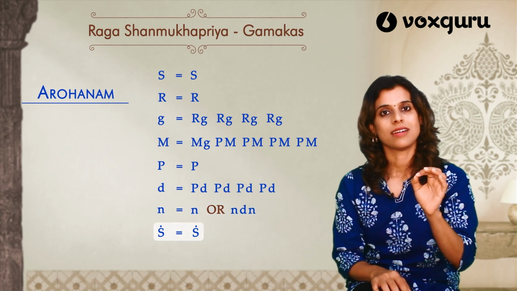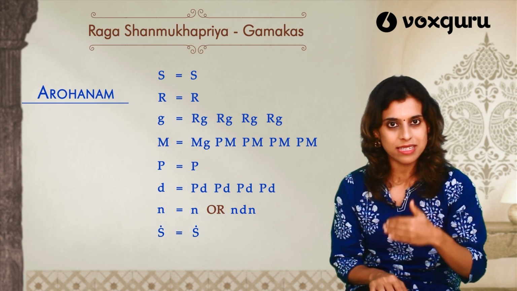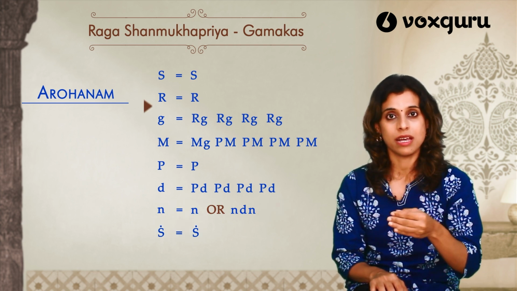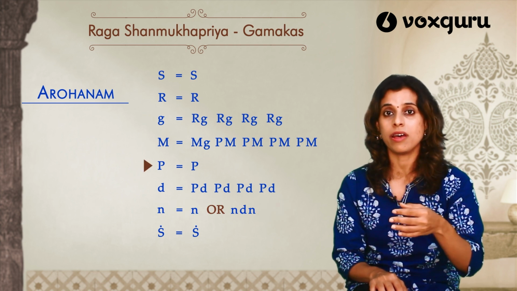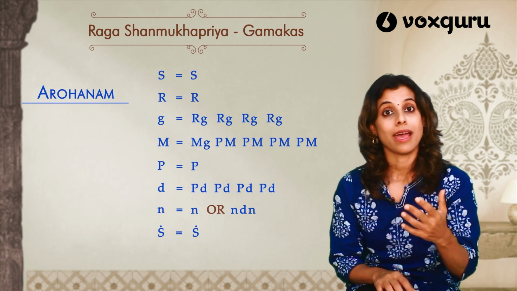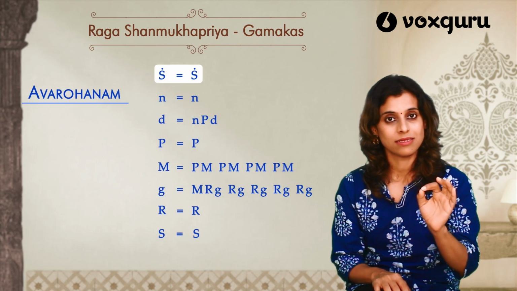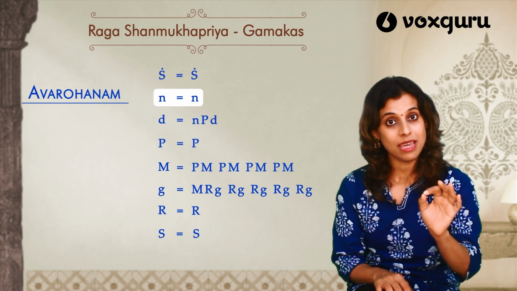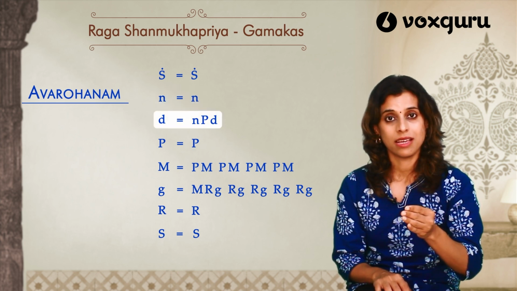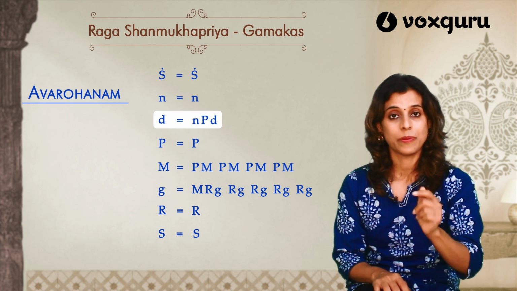And then the upper sa, sa, that is plain. So let's sing the full Arohanam with the gamakams. Sa ri ga ma pa da ni sa. And now moving on to the Avarohanam, the upper sa is plain, sa. Then ni is also plain, ni. Then da, da. Ni pa da, da.